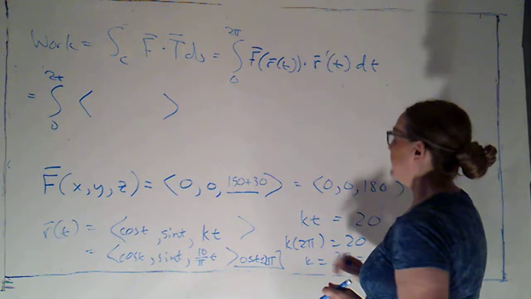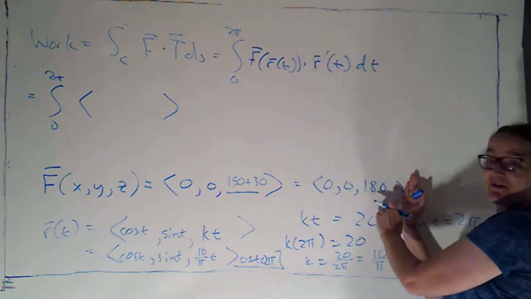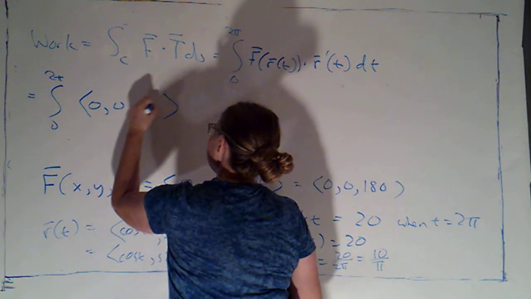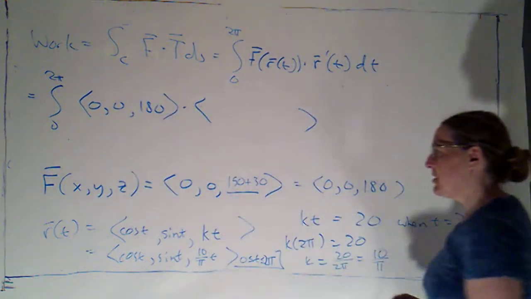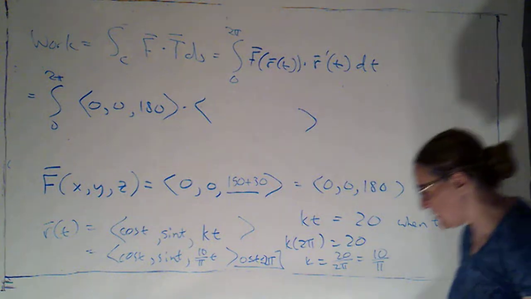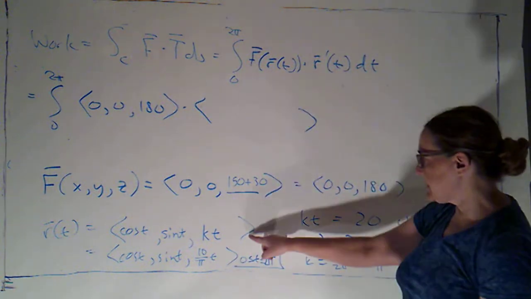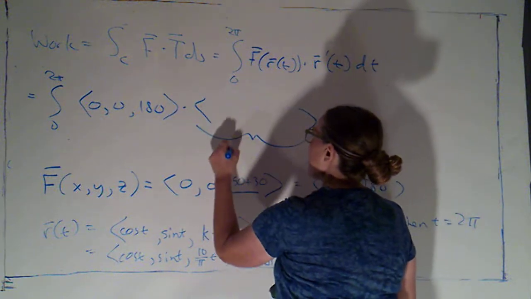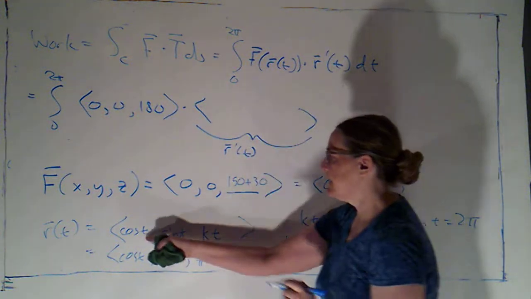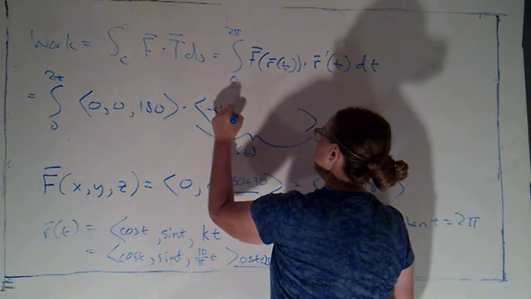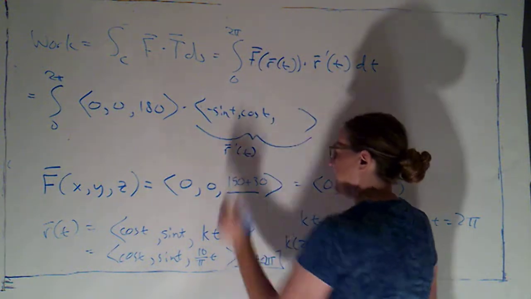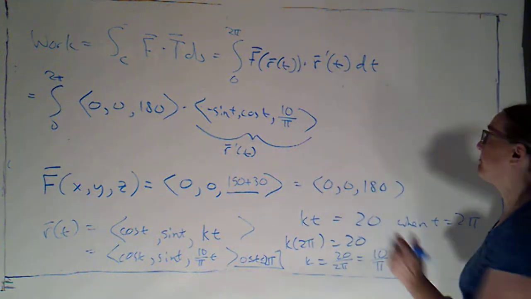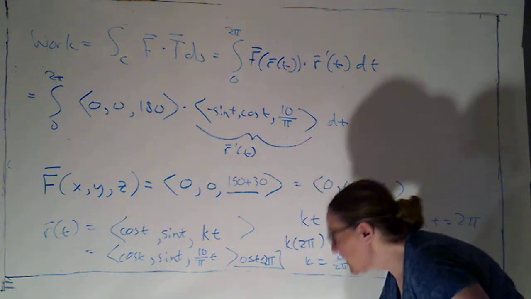My force vector was all constant, so it's just going to stay 0, 0, 180. I'm going to dot that with r prime of t. I've just written down r of t here, so let's calculate what r prime of t would be. That's going to be negative sine t, cosine t, and here's the important part, 10 over pi, and then dt.